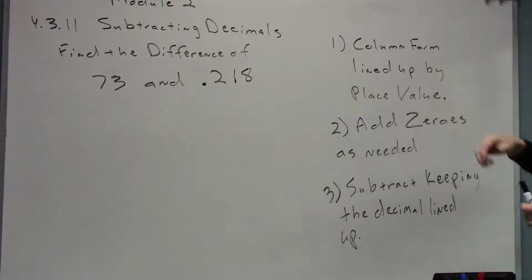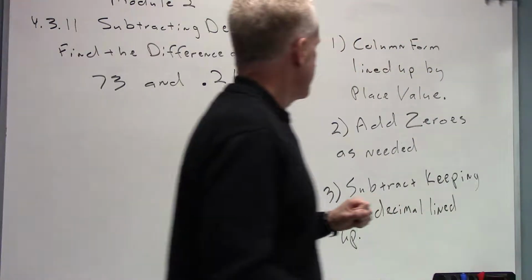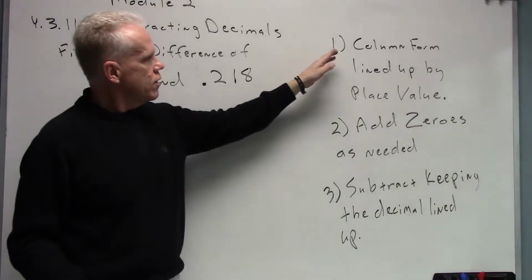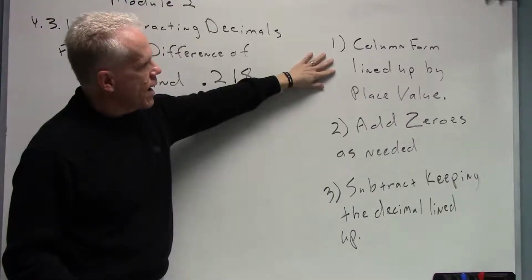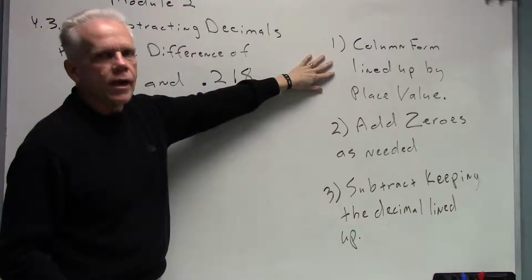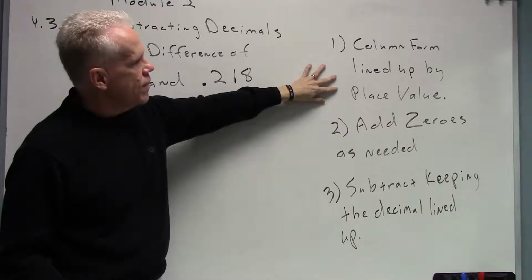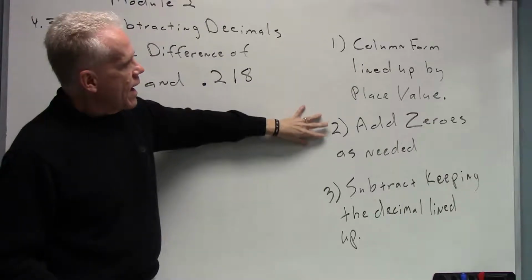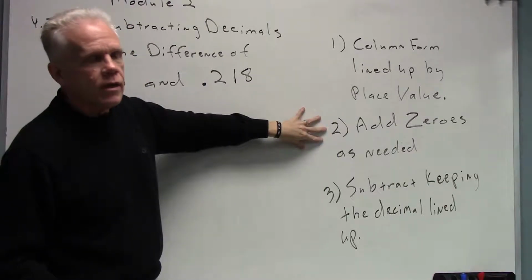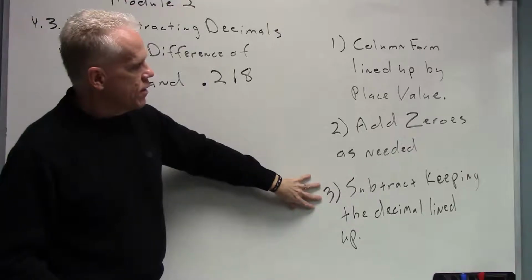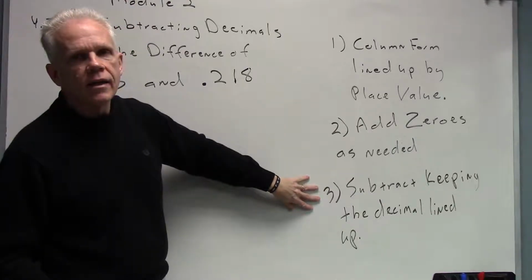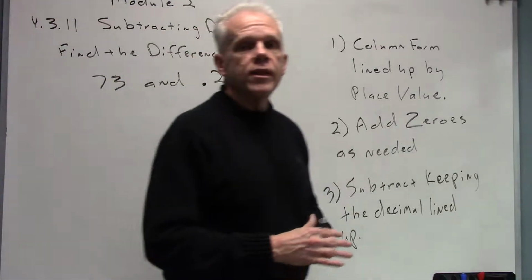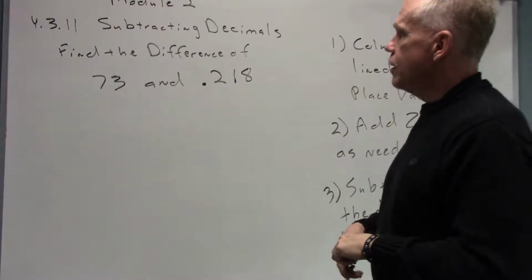My process, I'll slide over here. Maybe you can see, hopefully you can see this. My process will be to put these in column form. I want to get these two numbers in column form, lined up by the place value, making sure that the decimals are lined up. I want to add zeros if I need to keep my alignment straight, and then I'm going to subtract, keeping the decimal lined up in my answer. All right, so let's see what that looks like as we take a quick look at this problem.